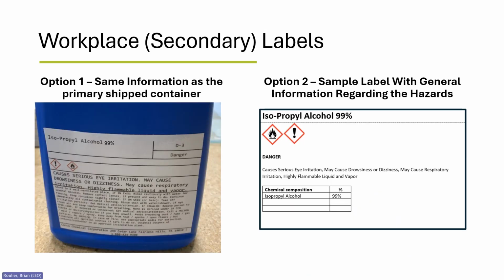Below represents two secondary container label options for the same product. On the left is an example of a label which contains all 6 required elements which would appear on the shipped label. On the right is an example of a label which contains the product identifier, pictogram, signal word, and hazard statements along with the composition of the product. While both of these are viable options, employers must be sure to train employees over where the specific information on the hazards and supplier information can be found.